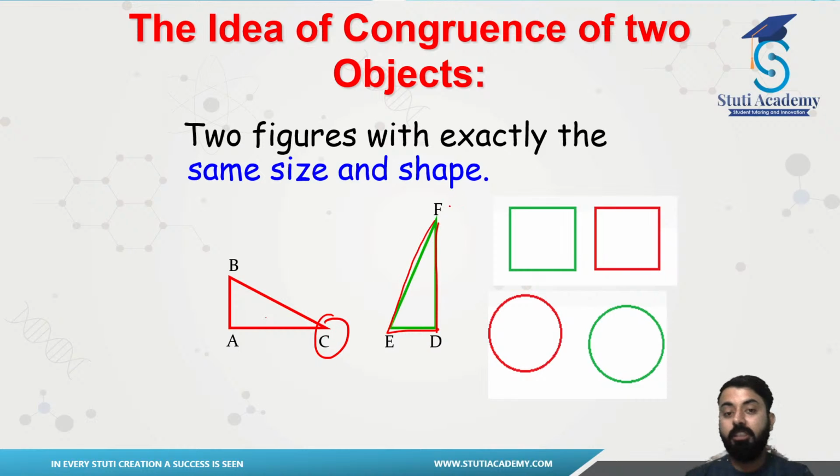So vertex C should be congruent to F. Sorry, so this will be C. Similarly, vertex A should be congruent to D. So A should be lying here, and vertex B should be congruent to E. B should be lying here. So this is the correct naming.